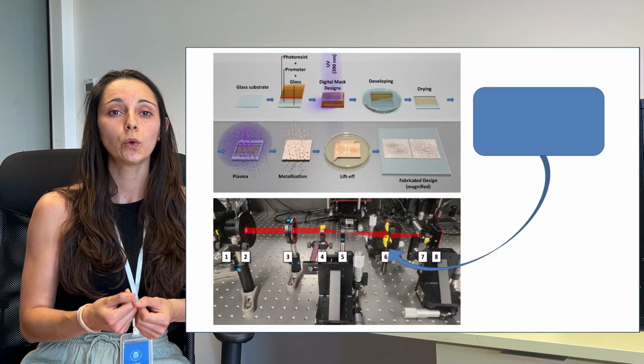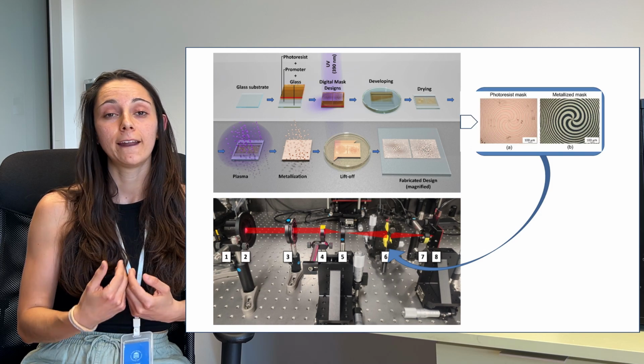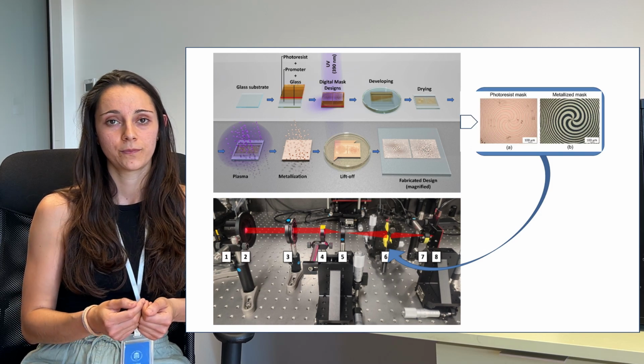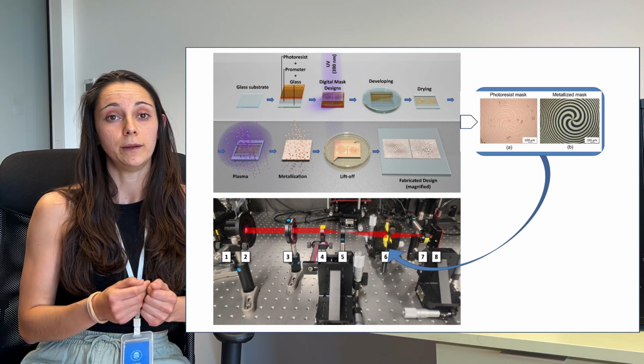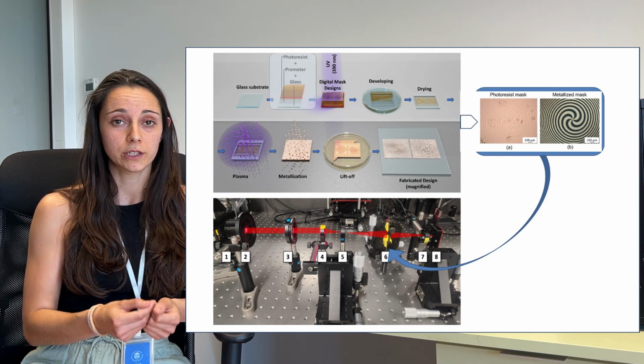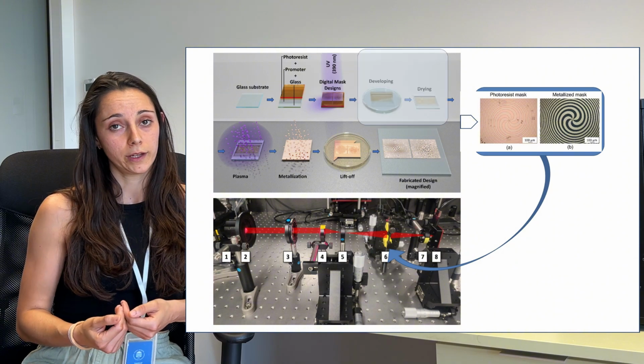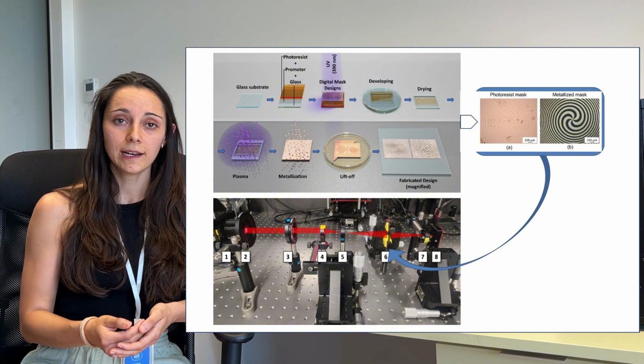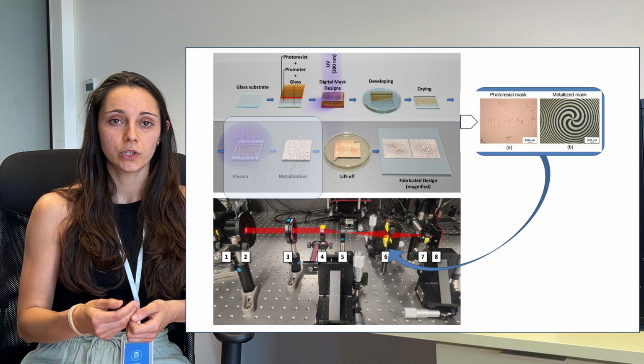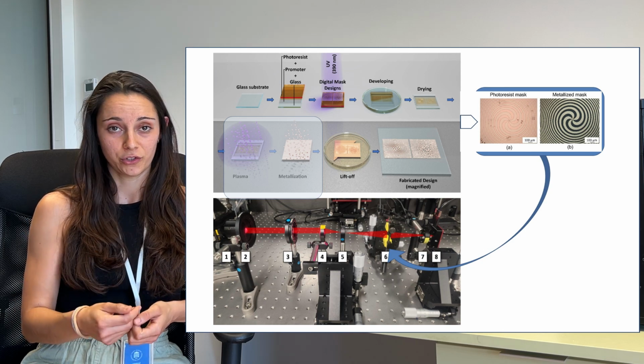Following up, we fabricated physical versions of the Vortex ensemble generator using photolithography. This included both amplitude-only and phase-only binary masks. The fabrication process involved spin coating photoresist on glass substrates, UV exposure, developing and drying, and in the case of the metallized one, metal deposition using electron beam evaporation.